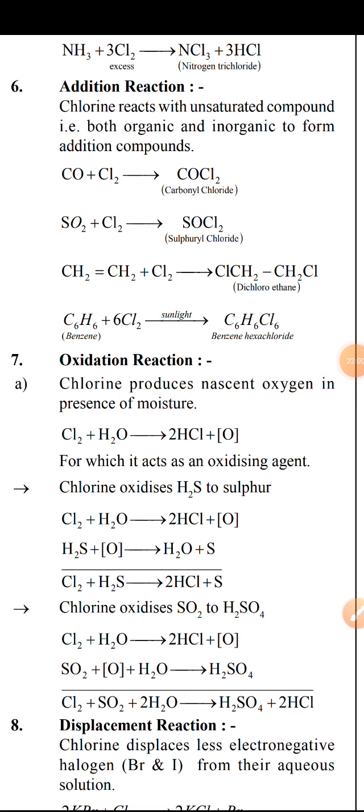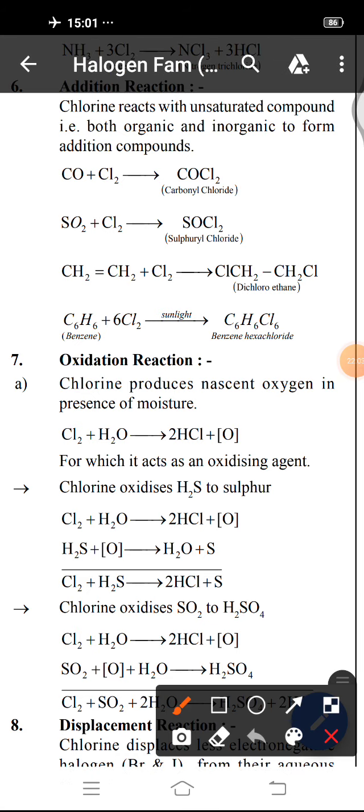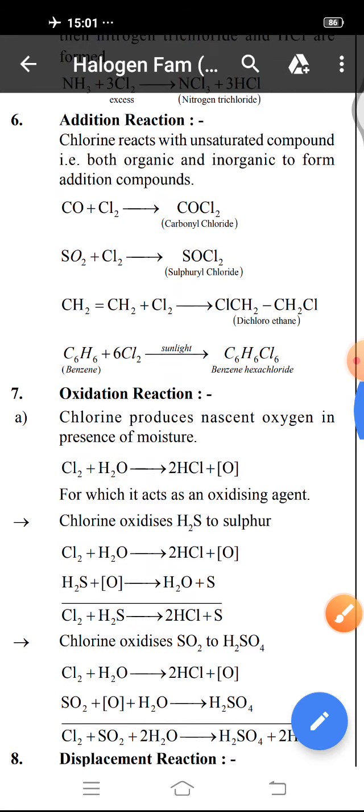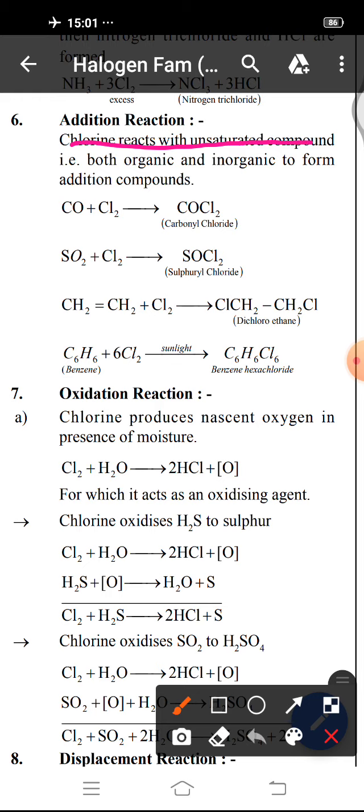Then comes another reaction, the addition reaction. An addition reaction occurs when there is unsaturation. Chlorine reacts with unsaturated compounds, both organic and inorganic. Unsaturation means they have a double bond or triple bond. So chlorine reacts with unsaturated compounds, both organic and inorganic, to form addition compounds.